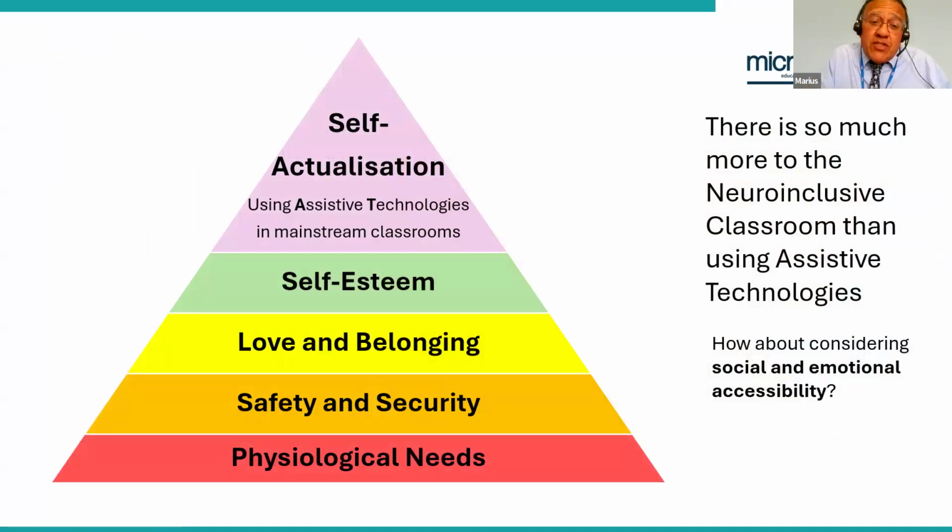Self-actualization. In other words, a child choosing to use an assistive technology freely and with confidence because their self-esteem is supported by considering a school's social and emotional accessibility. What's the block? Well, we've seen some schools where a solution is offered to a child, such as a pair of wearable specs which correct their dyslexia. Yes, it exists. It's called LexiLens.